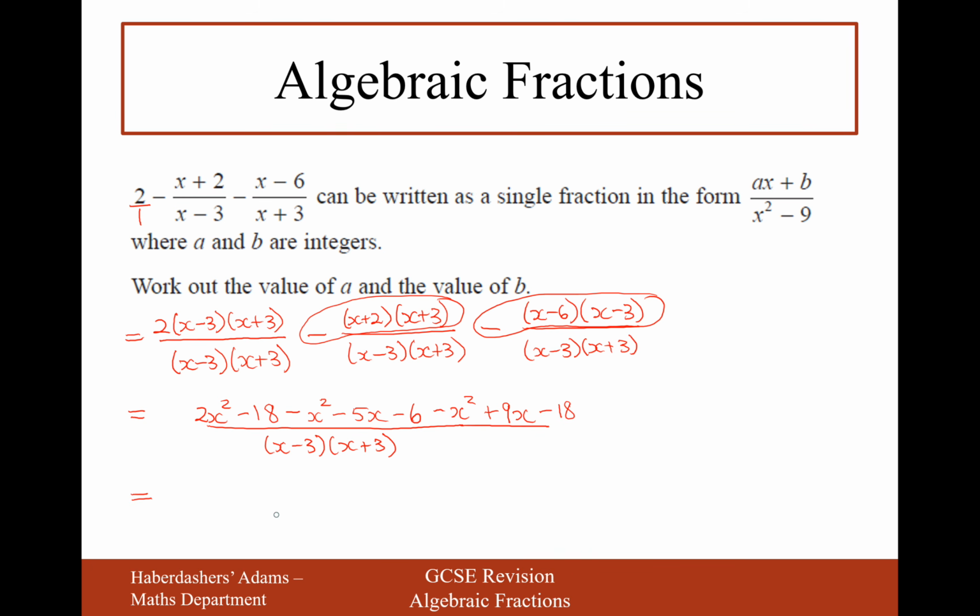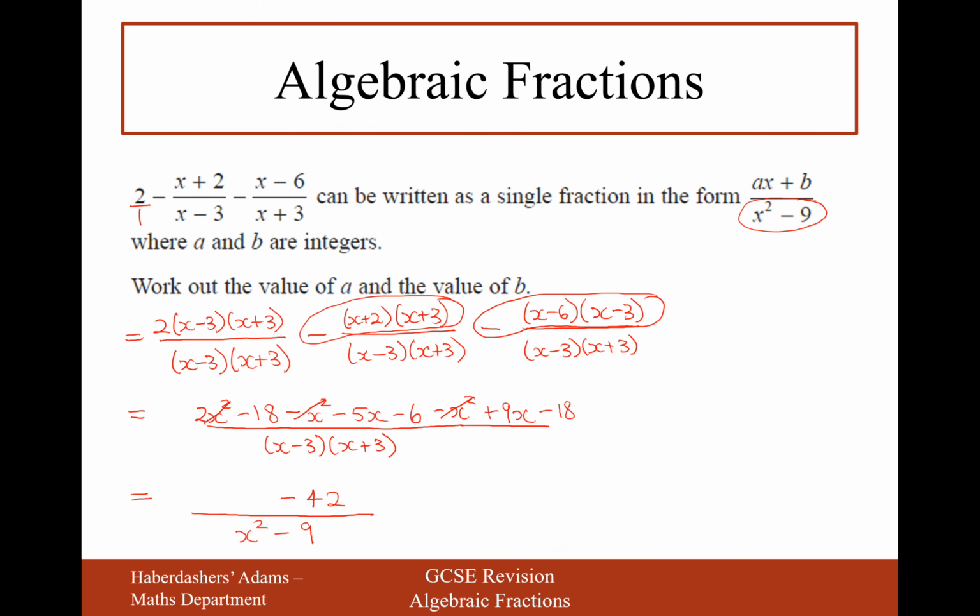Right, so let's now simplify our answer here. The question wants the denominator with x squared minus 9 on the denominator, and that's fine. If we expand the denominator, we do get that. So we're on track for that denominator. But let's now simplify the numerator. We've got 2x squared, a minus x squared, and a minus x squared, so that will cancel out. We have a minus 18, a minus 6, and another minus 18. So that will give us minus 36, minus 42.